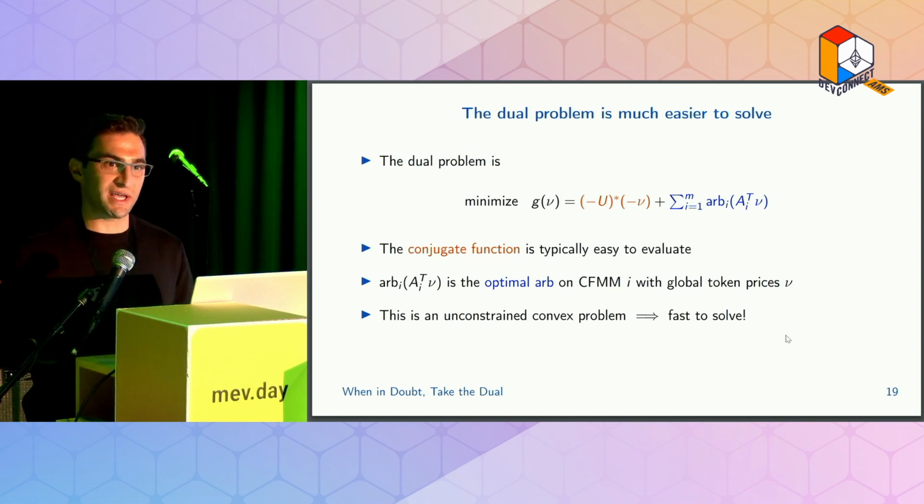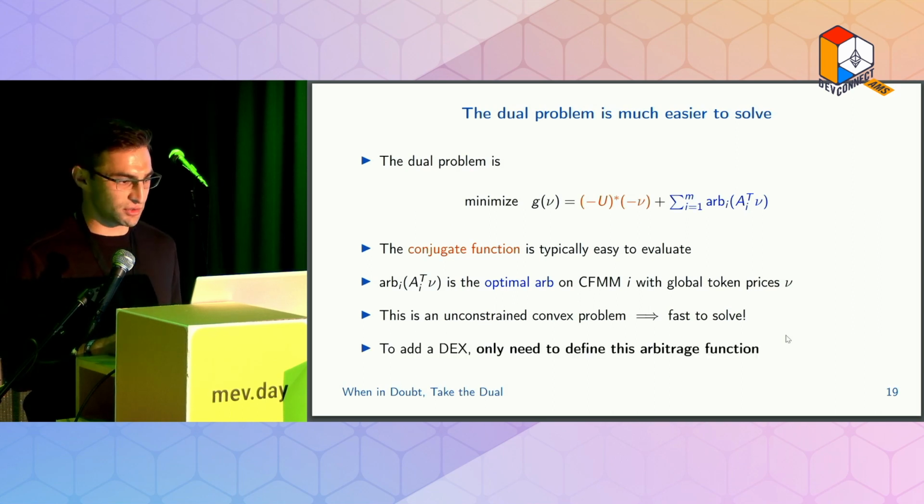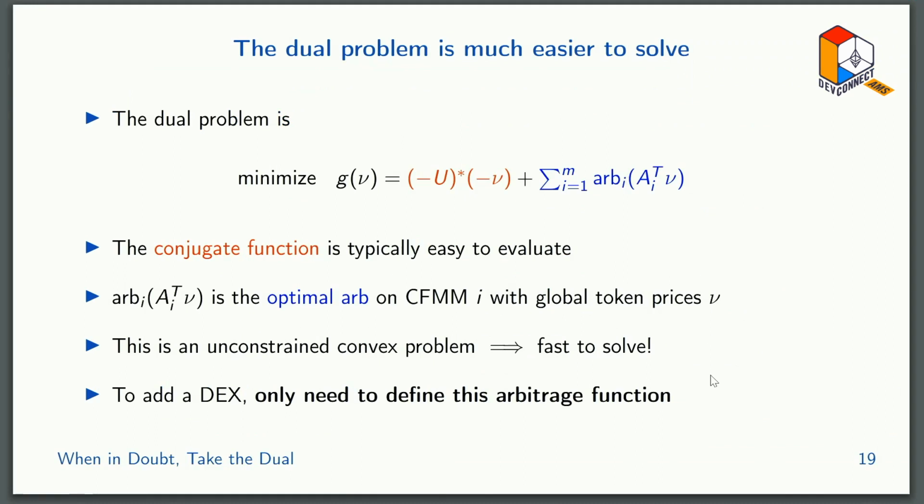We're handling all the CFMM parts, which is on order n squared, in parallel, and we're only looking at this variable that's size n to actually iterate this. More importantly, to add a decentralized exchange to this formulation, all you need to do is define the arbitrage function. So if you know how to arbitrage given some external infinitely liquid reference market, so God gives you the prices and you have to arbitrage, if you can do that, you can add the decentralized exchange to this formulation.